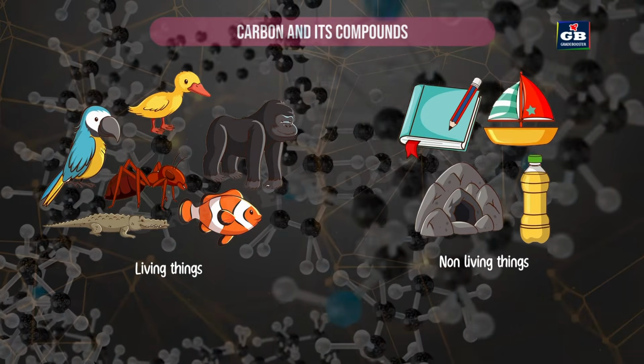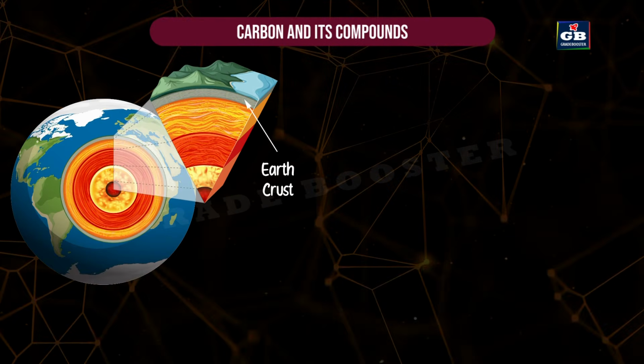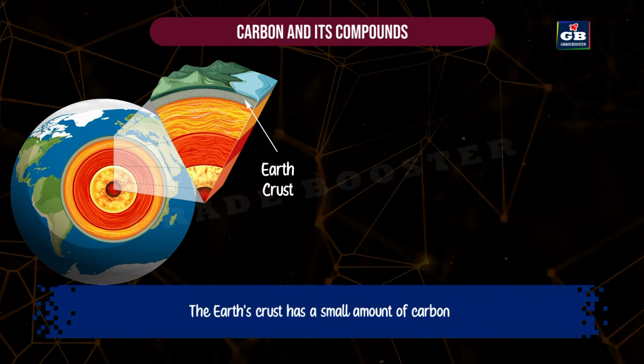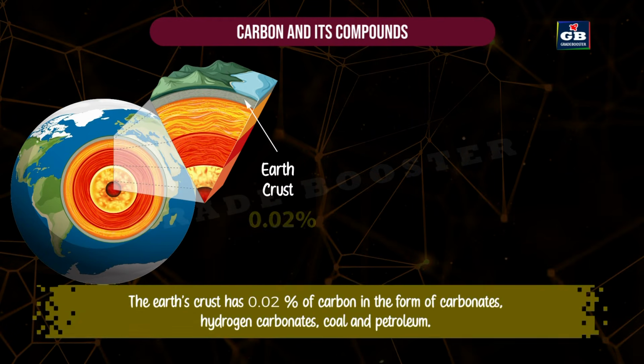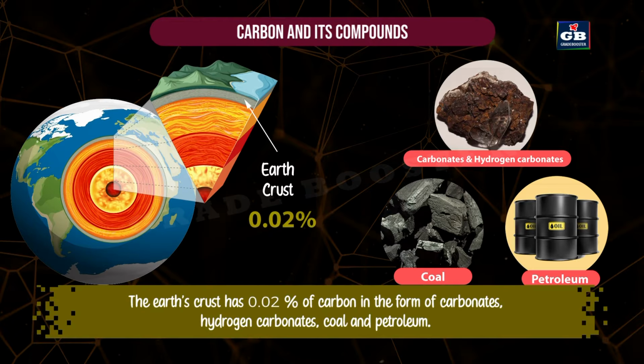Carbon is found in both living things and non-living things around us. The Earth's crust has a small amount of carbon, about 0.02%. It exists as carbonates, hydrogen carbonates, coal, and petroleum, which are important for energy and industries.